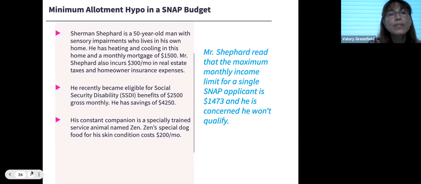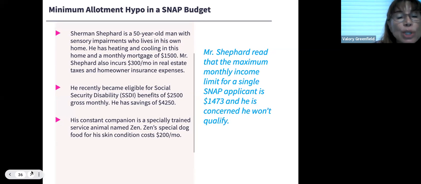Mr. Shepherd is a 50-year-old man with sensory impairments who lives in his own home. He has heating and cooling in this home and a mortgage of $1,500 and real estate taxes and homeowner insurance expenses of $300. Cindy, this guy has heating and cooling, unlike our prior client. Which utility allowance does he get?